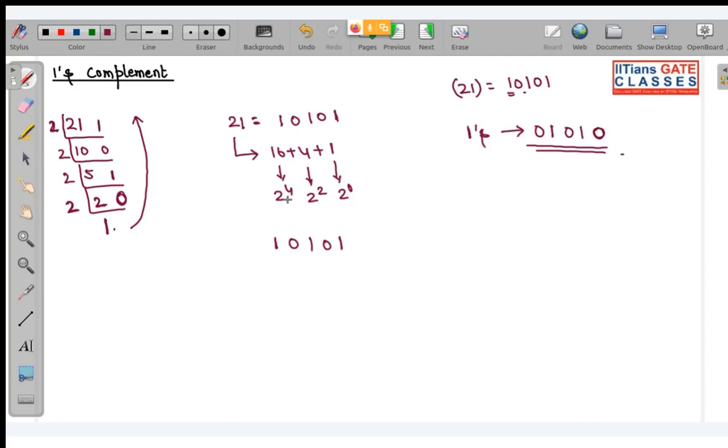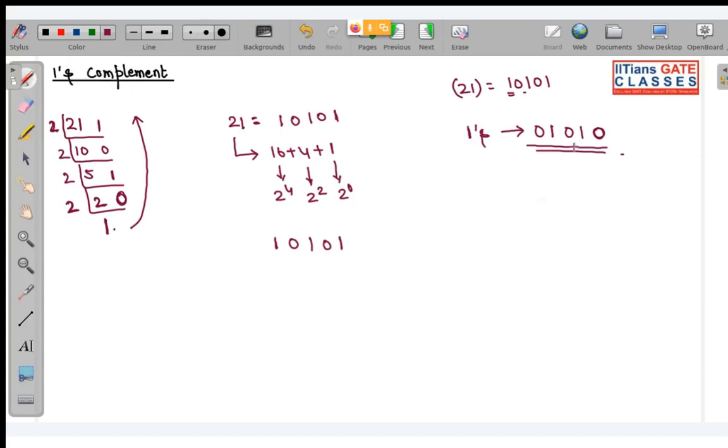Adding one to one's complement will give the original binary number back. So that means if I add 1, it will give my binary number back. So this is what you meant, Piyush? Yes, you are incorrect. So look very carefully.